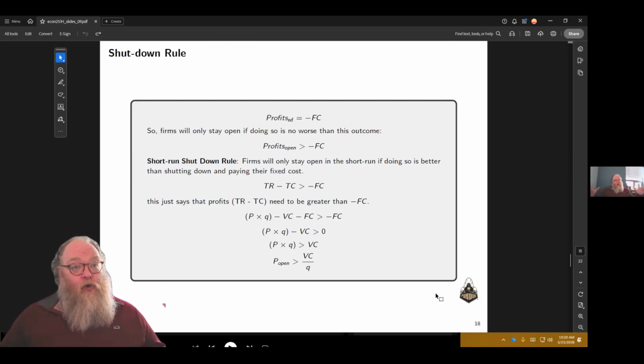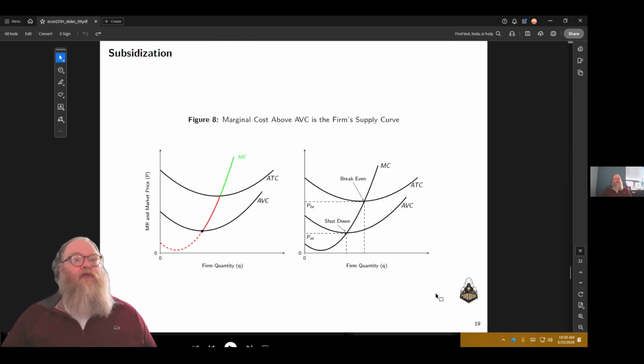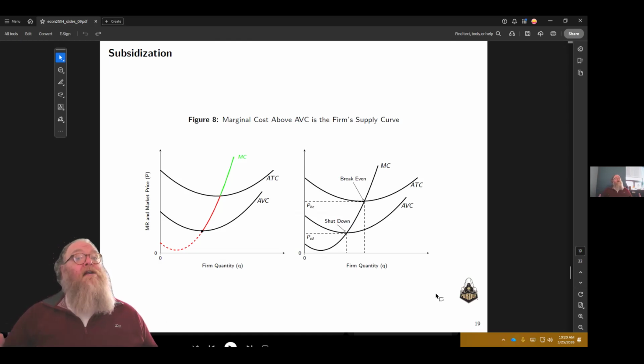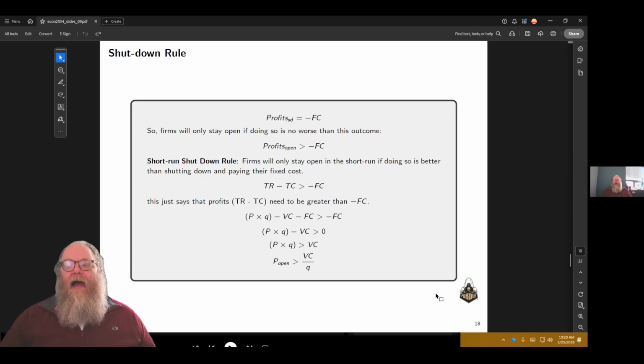Now, this creates a fairly simple graphical rule for us, which is that the shutdown rule in the short run for a perfectly competitive firm is going to occur at the minimum of average variable cost. Now, I've spent all this time talking about fixed cost. Why then does the rule have to do with average variable cost?